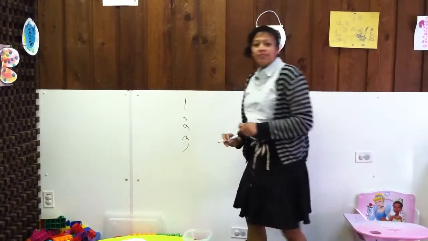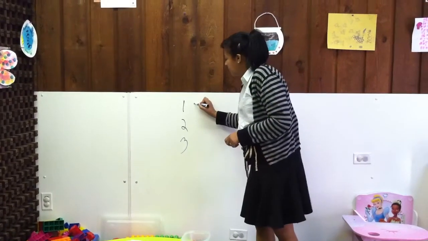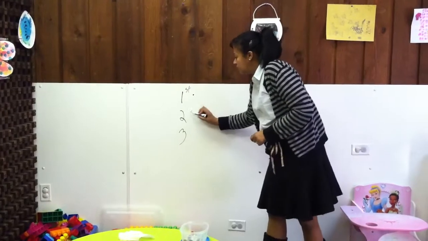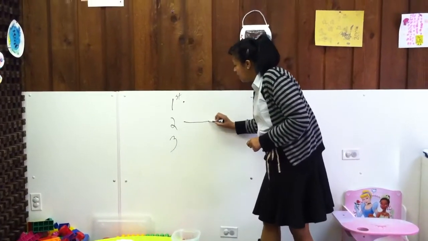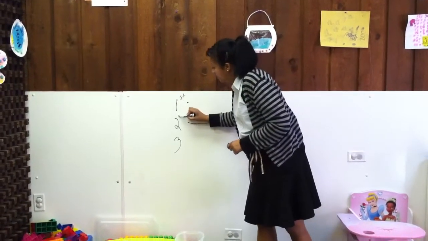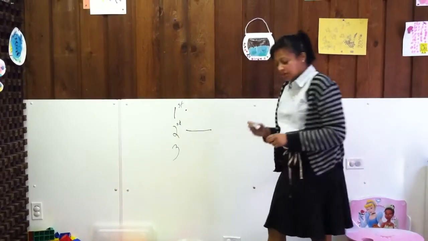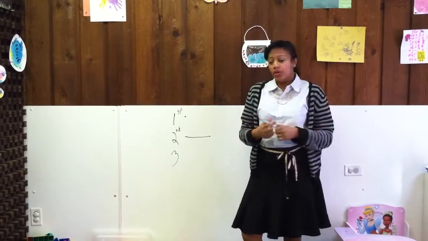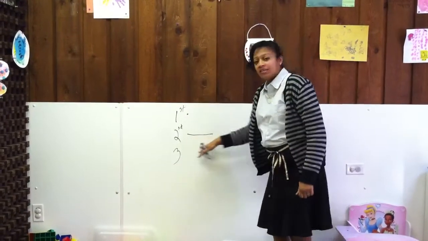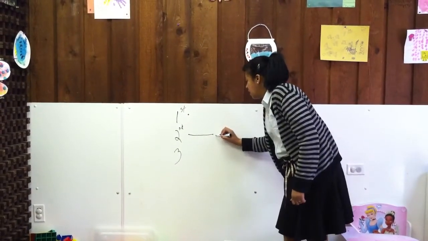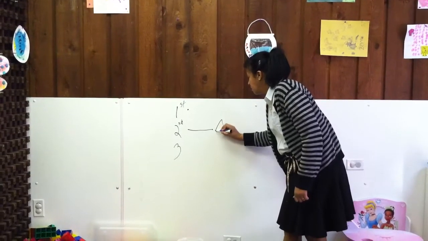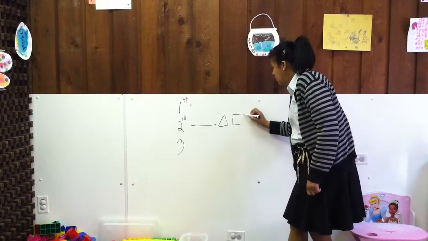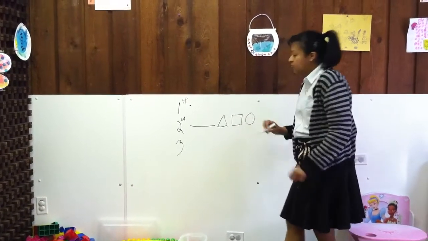1, 2, 3. Okay. This right here, this one dot, that's the first dimension. When you see this line, that would be the second dimension. And the third dimension is form. Okay? Let's go back to the second dimension. That's a triangle, a square, a circle.